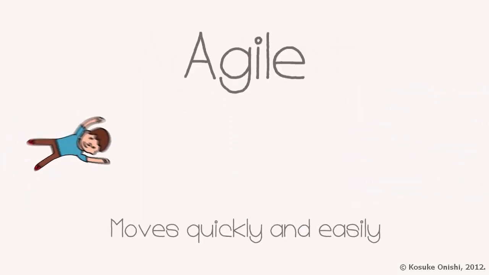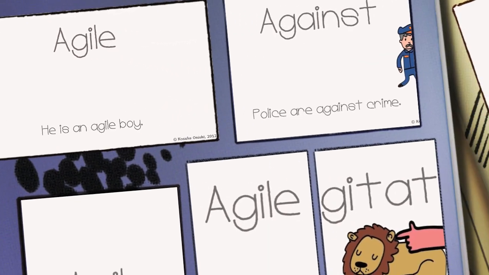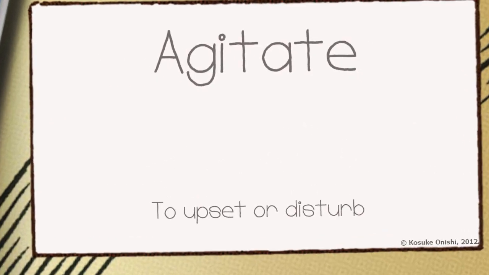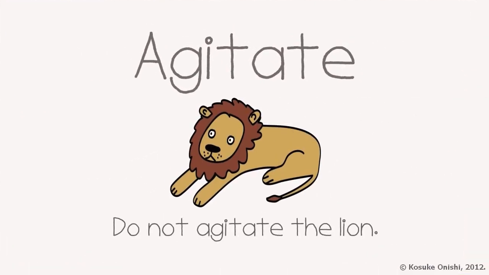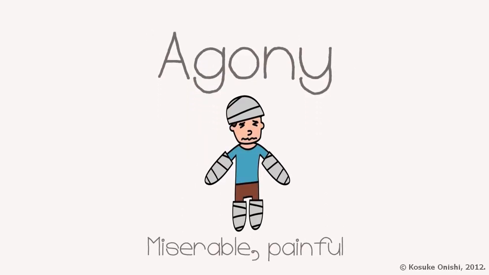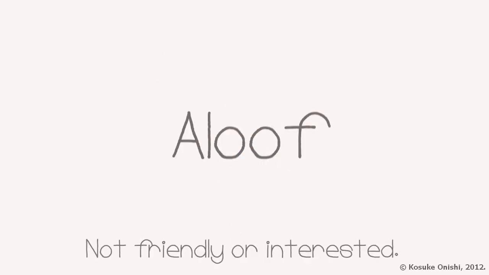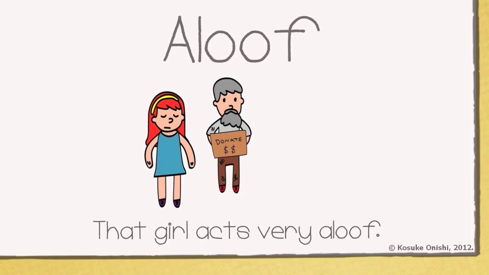Agile. Moves quickly and easily. He is an agile boy. Agitate. To upset or disturb. Do not agitate the lion. Agony. Miserable. Painful. He is in agony. Aloof. Not friendly or interested. That girl acts very aloof.